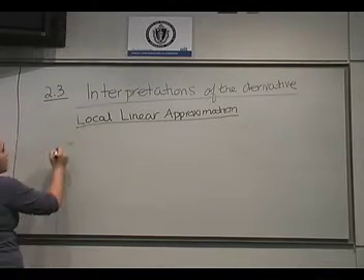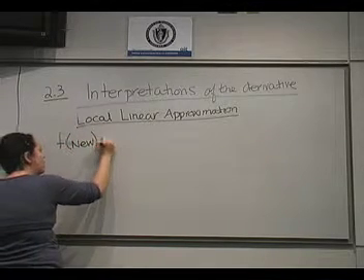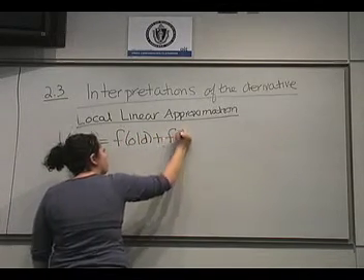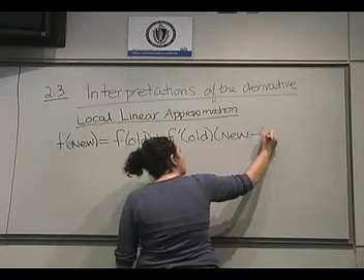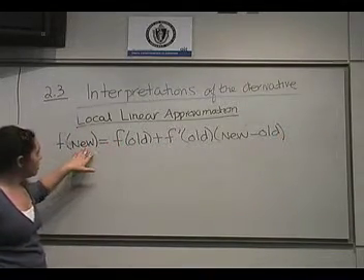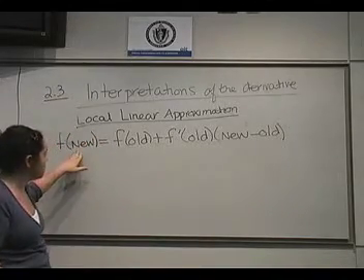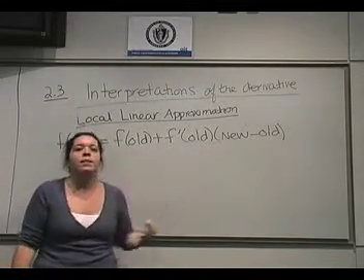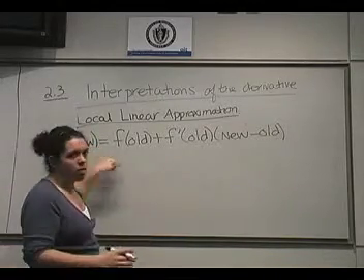What does that mean? Well, the basic formula looks like this. F of new equals f of old plus f prime of old times new minus old. Let's talk about what these words mean. New is going to represent the number that you are trying to approximate. You're going to be estimating the value of a function at a point. That's this new number. F of old and f prime of old, that's going to be the information that's given to you, that you already know, that you're using to get this new information.